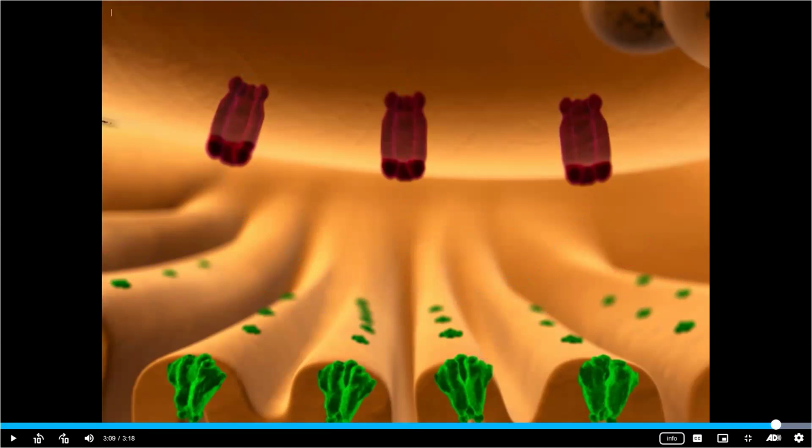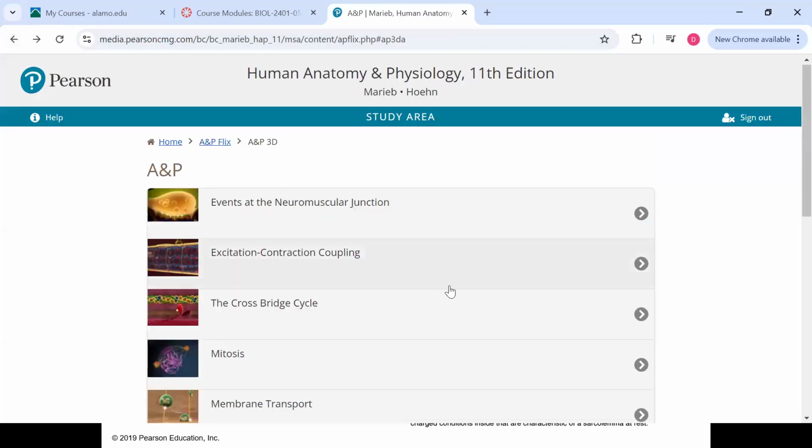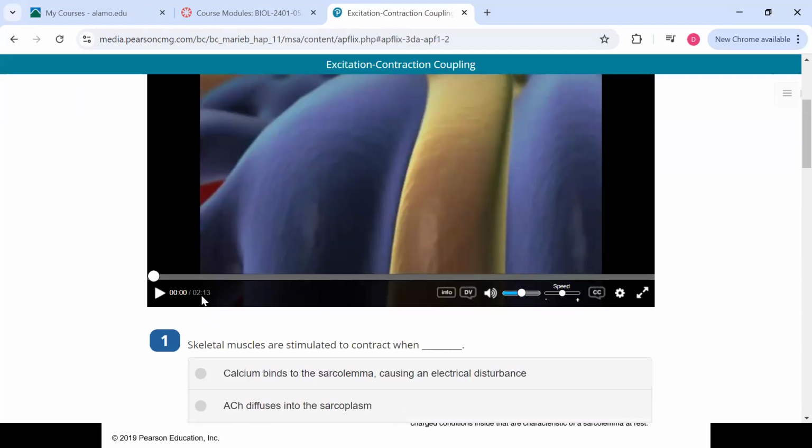Okay, so those are the steps in the communication between a neuron and the muscle cell. They didn't go into detail yet on muscle contraction. We'll get to that in a little bit. Let me go back. Now, let's pick up from where the muscle got excited. We're going to see the excitation spread down the cell membrane of the muscle cell, called the sarcolemma.